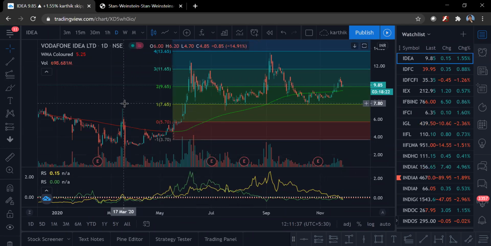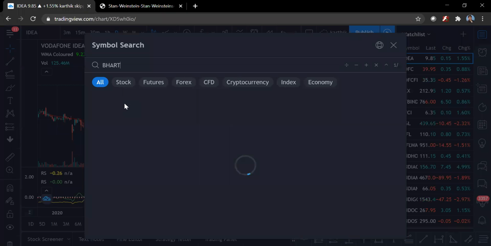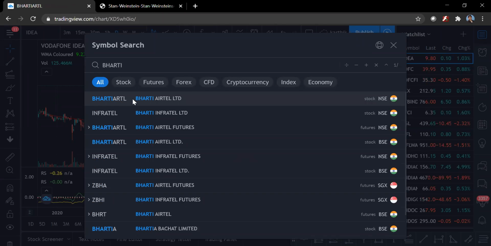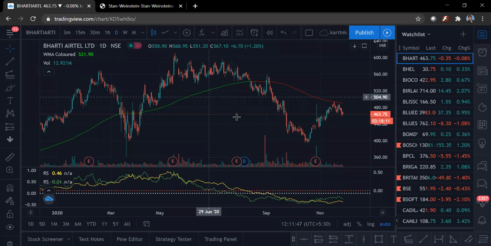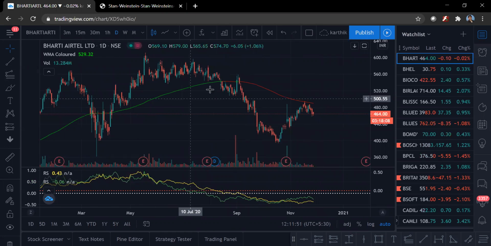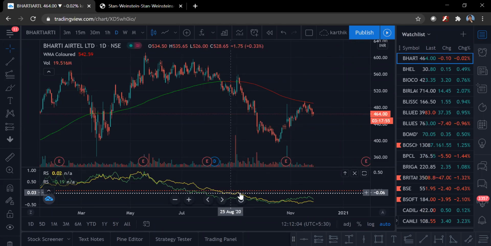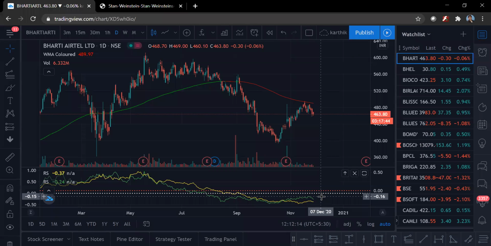Bharti Airtel, let me check. Okay, Bharti Airtel, as of now we have no buy signal. The reason is it is clearly below our 150 day period WMA, and another reason is the stock is not performing better than Nifty. When the stock doesn't perform better than Nifty, when Nifty falls a little, they fall a lot. Okay, it's just the opposite.